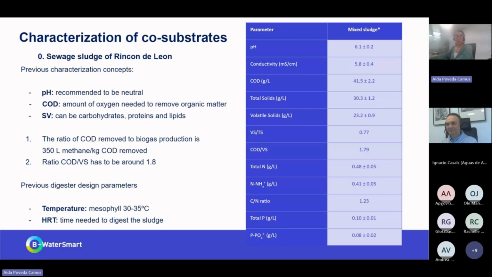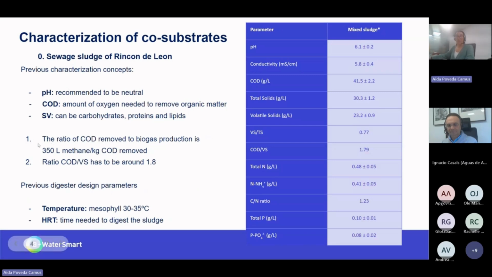In this context, we must understand the characterization of the sludge that we will be using. As a basic characterization concept, we have pH, that is ideally kept at neutral, around 6 or 7, and chemical oxygen demand, that is the quantity of oxygen necessary to eliminate the quantity of organic matter present in the wastewater. And volatile solids. This is the food for the microorganisms in the digester. They can be carbohydrates, proteins, and lipids.